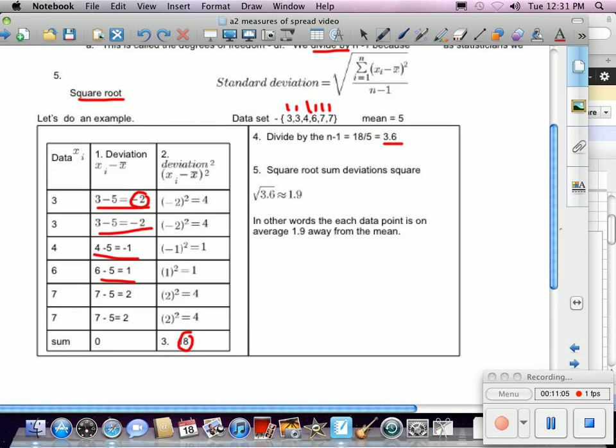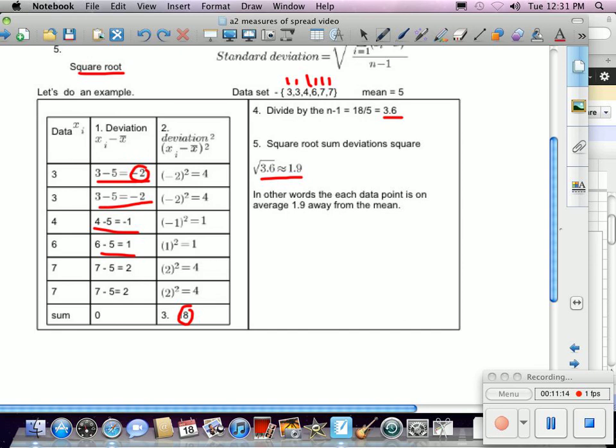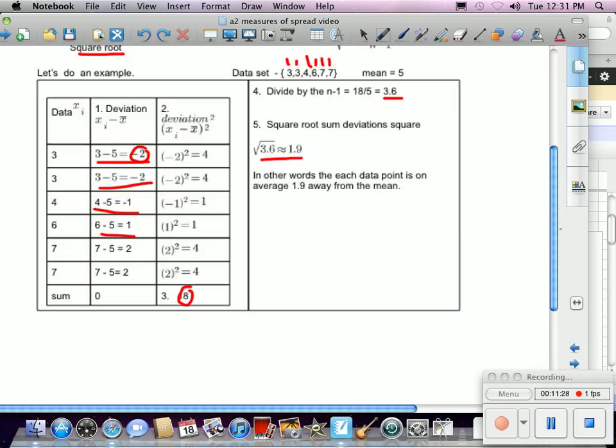Then I take the square root because I want to undo the squaring that I did earlier. The square root of 3.6 is 1.9. In other words, each data point is on average 1.9 away from the mean. So now we have an average deviation. Right, and that's how you find the standard deviation.